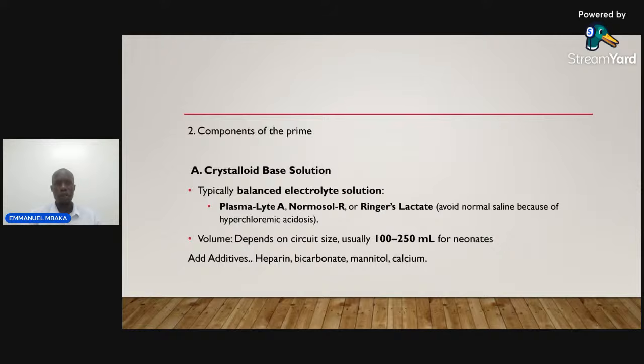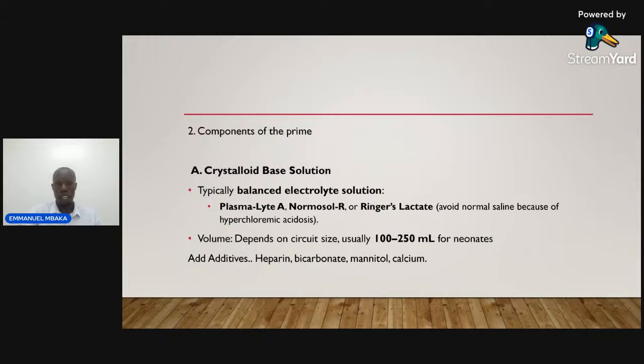So let's talk about the components of the prime. A crystalloid-based solution will be used, typically a balanced electrolyte solution. There are centers that use Plasma-Lyte, which is a good solution. Also normal saline Ringer's or Ringer's lactate, which is widely used. But you need to avoid normal saline because of hypochloremic acidosis.